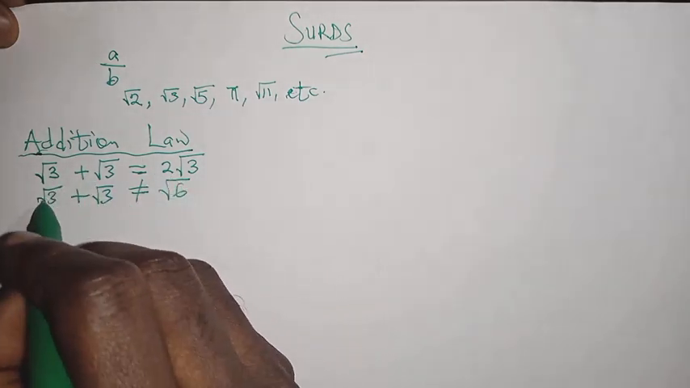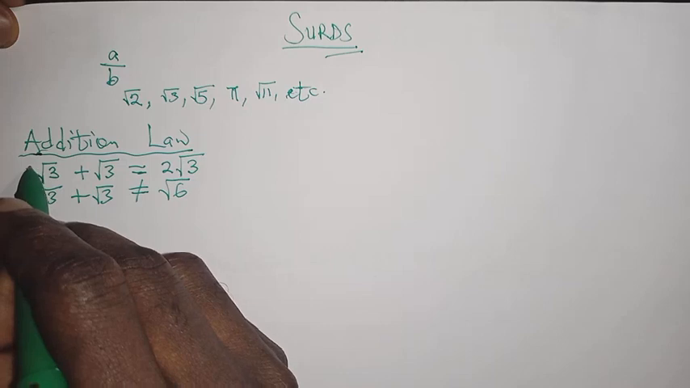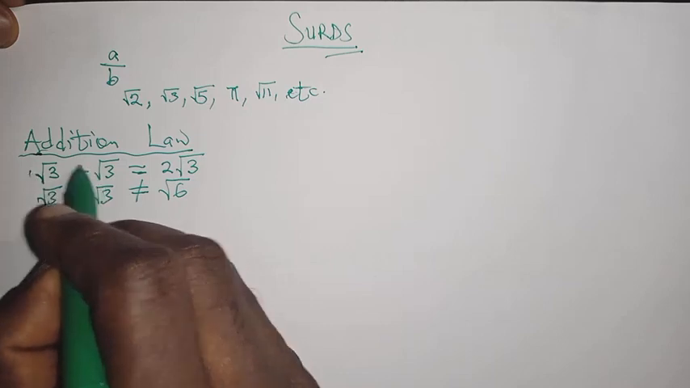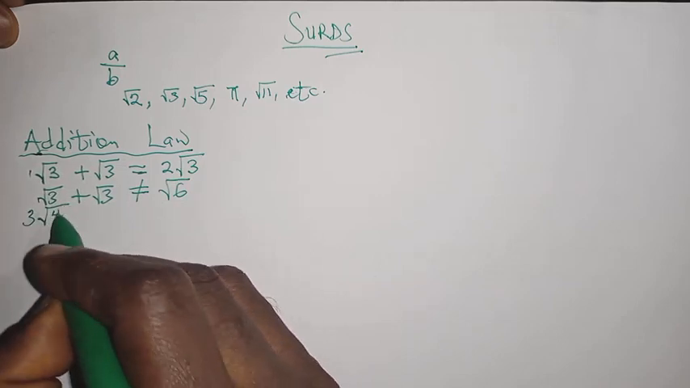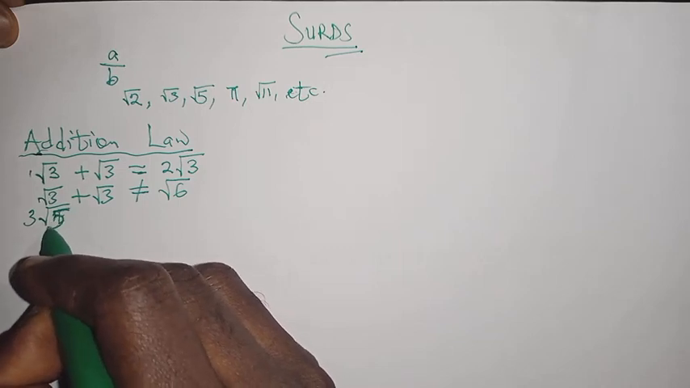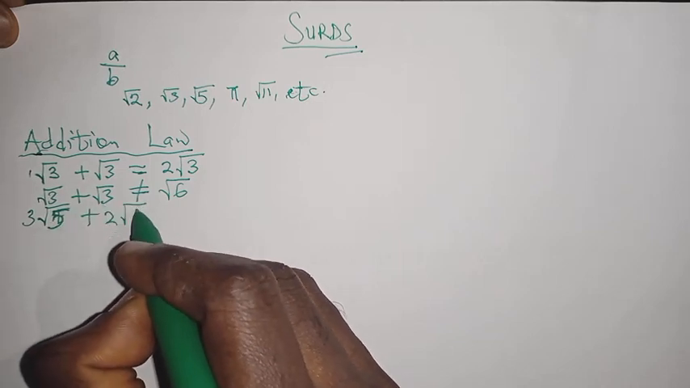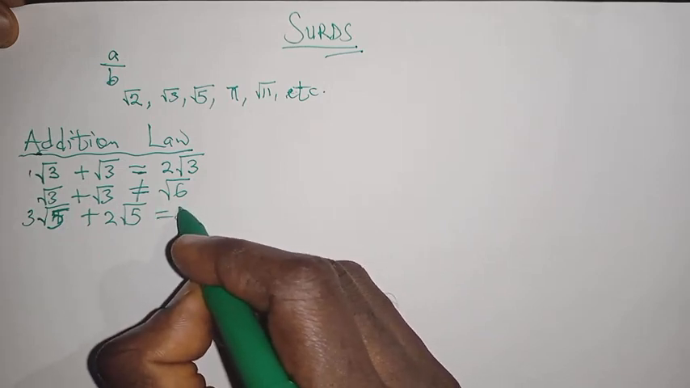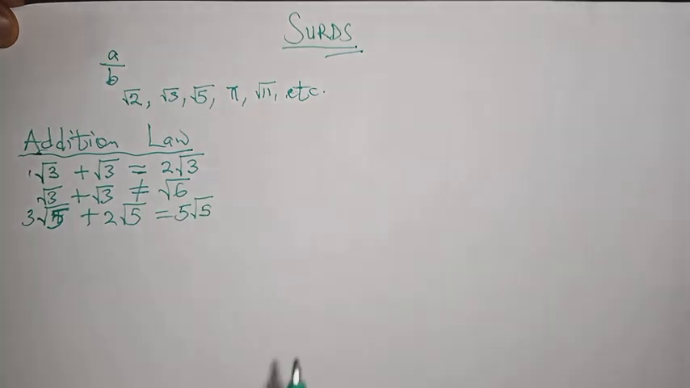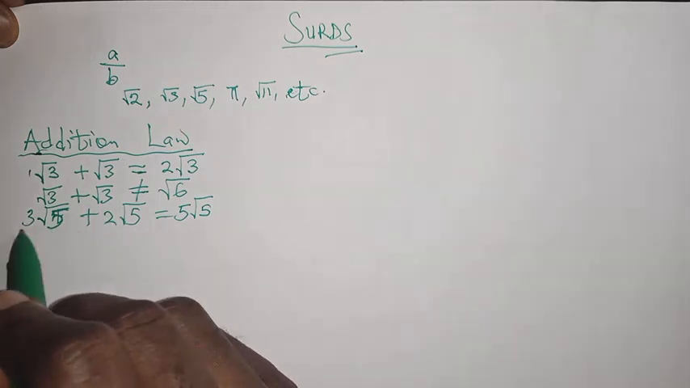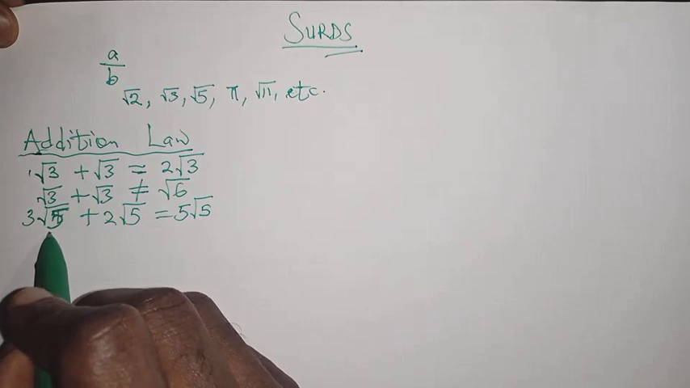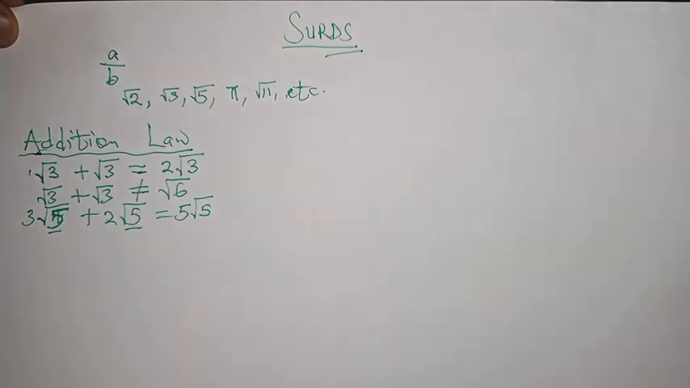Please take note of that. What this simply means is that there's an invisible 1 out here, so that is what you're summing up to give you 2. Therefore, if I have 3 root 5 plus 2 root 5, it's simply going to give me 5 root 5. So this is very simple to understand. Also take note of the fact that we are summing up these numbers outside simply because they have the same square roots, the same surds.